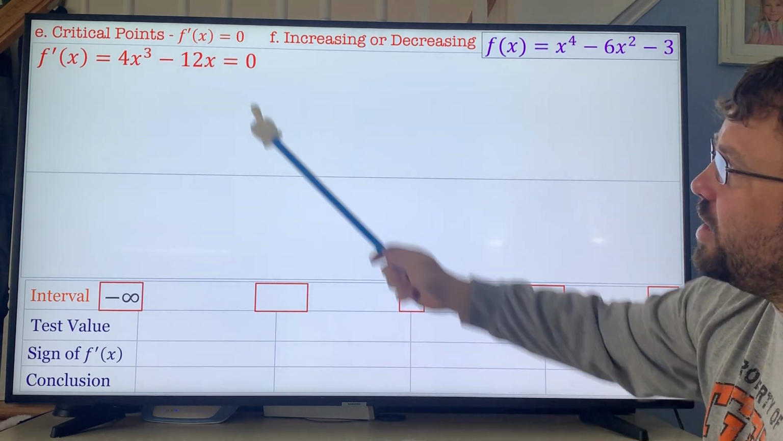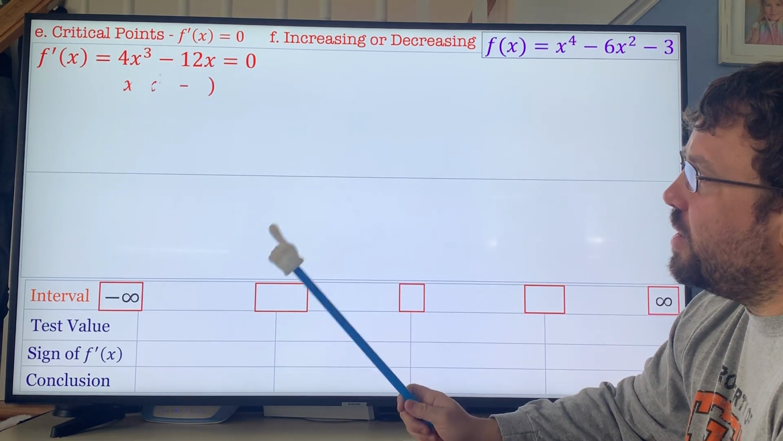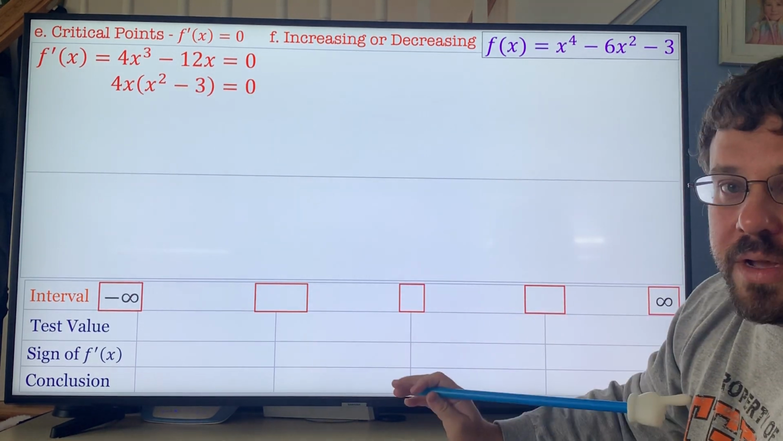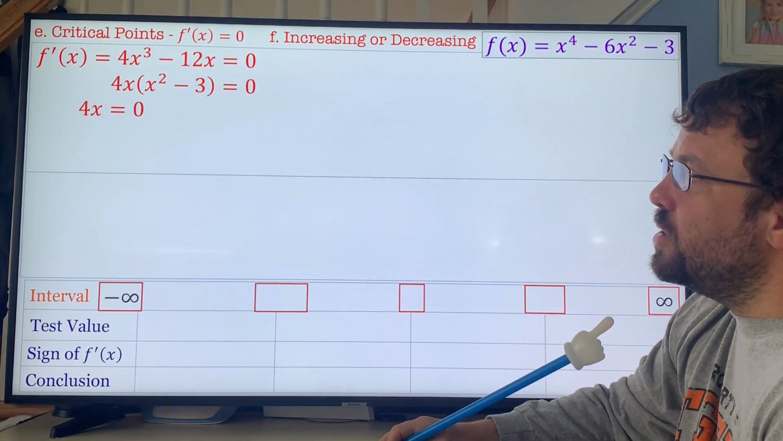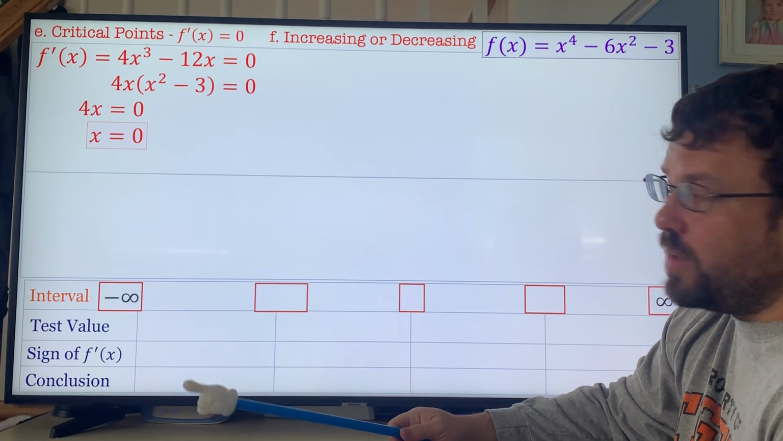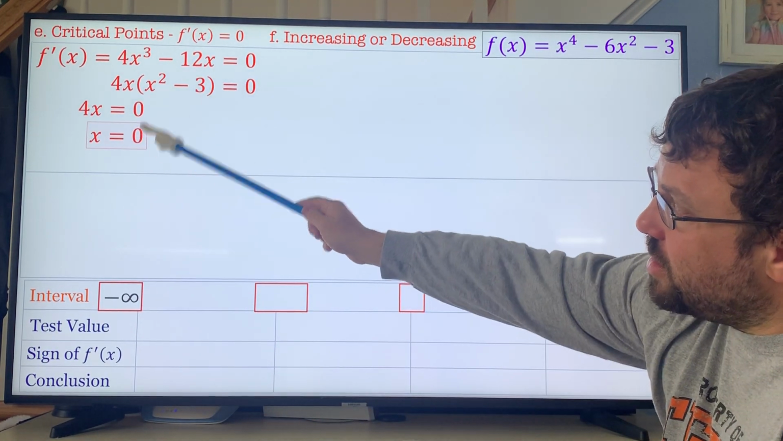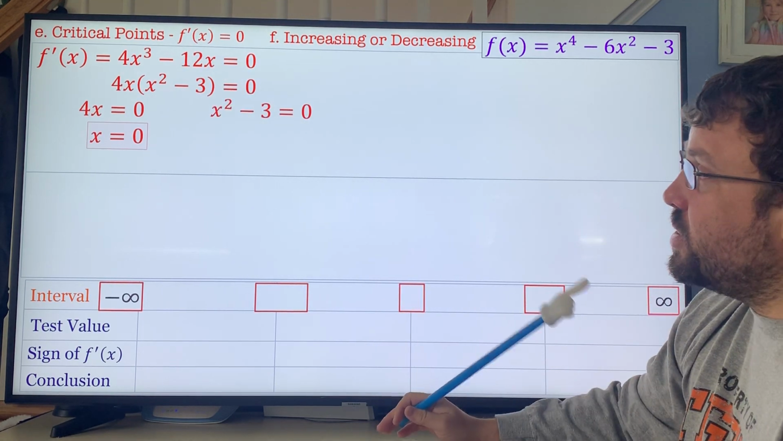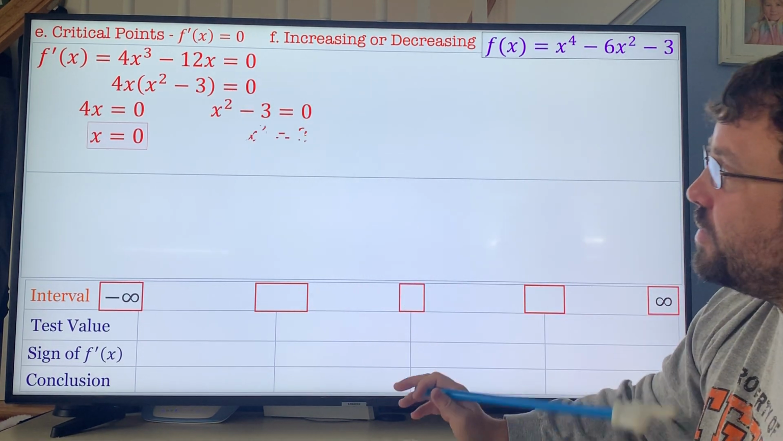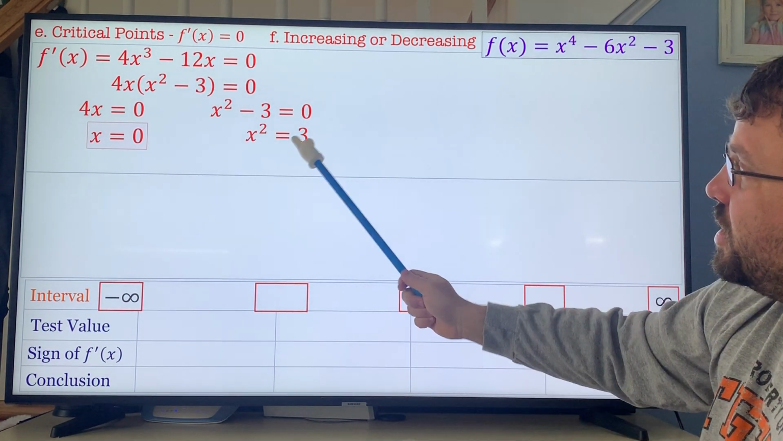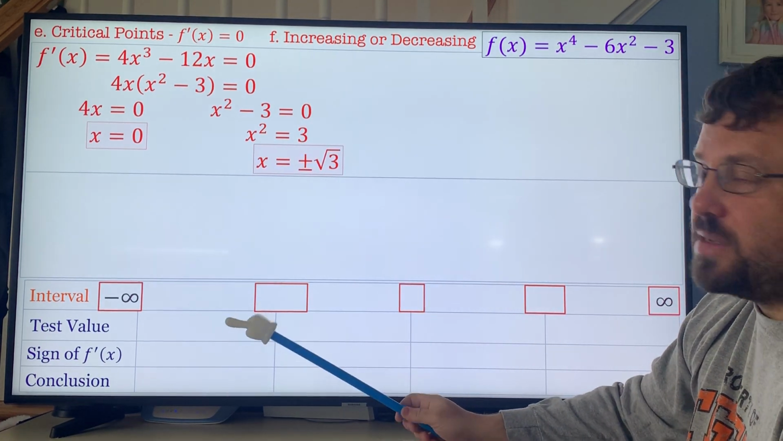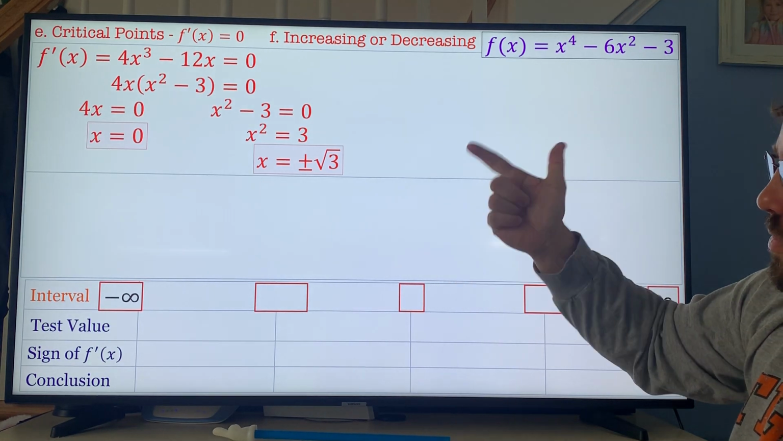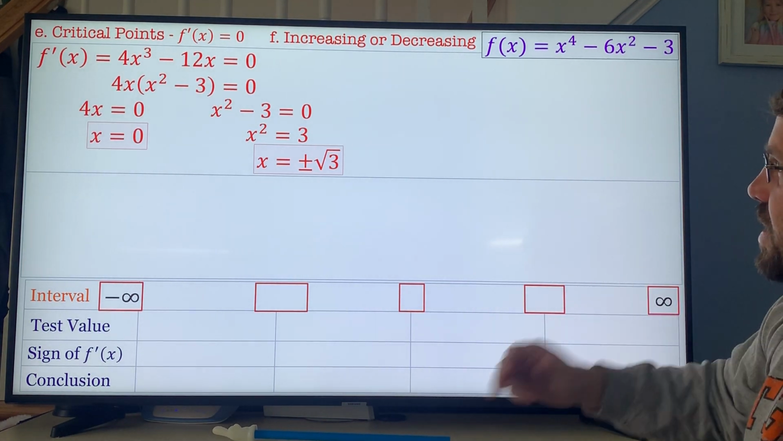Now you solve. Can you pull anything out? Yes, you can pull 4x out. Now you take each one of these pieces of the equation and set them equal to 0. So 4x equals 0, meaning x is 0. That's your first critical number. Then x squared minus 3 equals 0. Add 3 to both sides, x squared equals 3. Take the square root, and x is positive or negative radical 3. So I have negative radical 3, 0, radical 3. You always want to write them in ascending order.